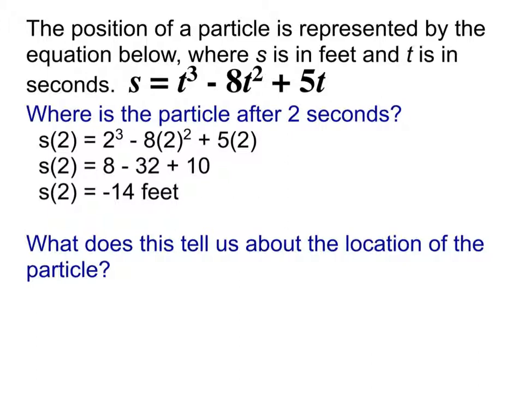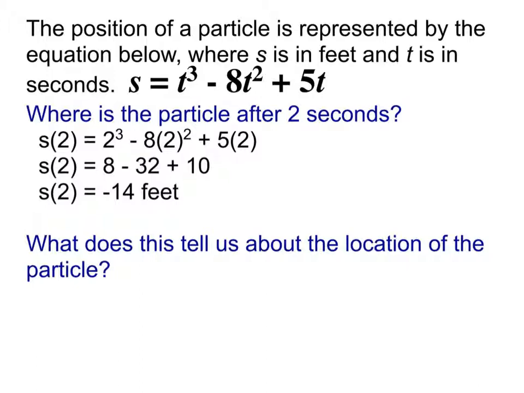Now notice the answer is negative 14 feet. So what does that tell us about the location of this particle? It went backwards. We could say that it went backwards, right? But what does backwards mean? Well, at some point, when somebody set up this equation, they defined this direction is positive and that direction is negative. And they're opposite of each other. Now, we don't even necessarily know what that is.